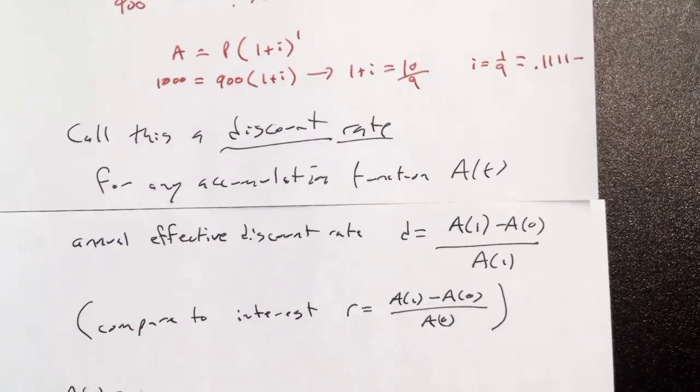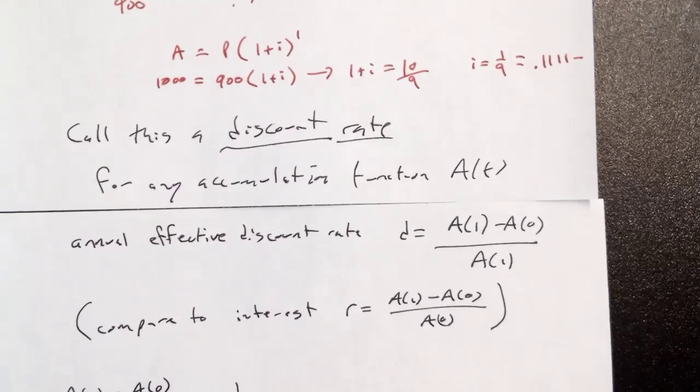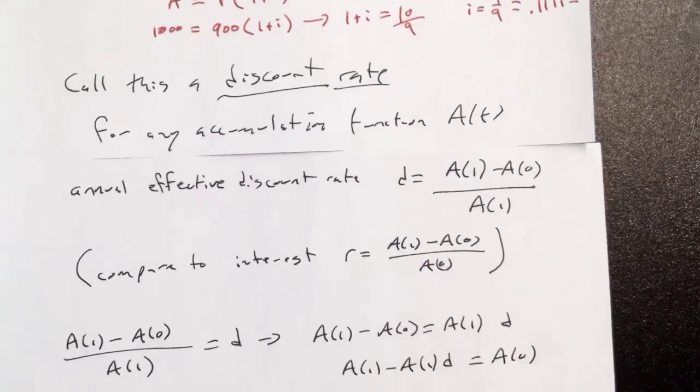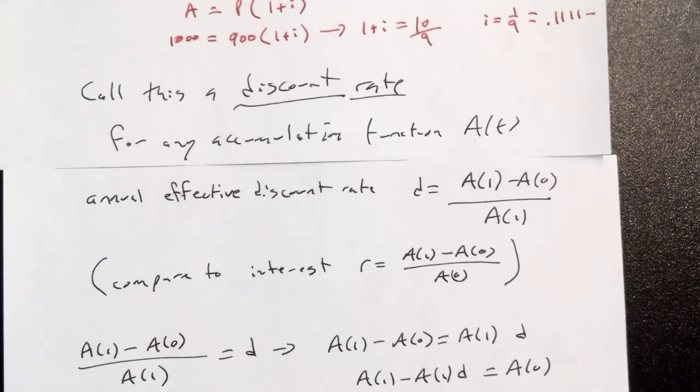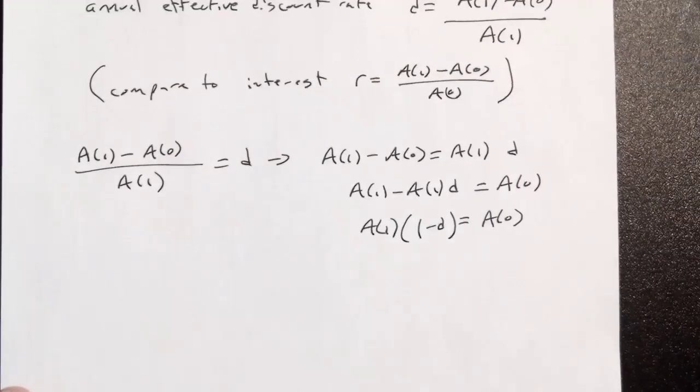A of 1 minus A of 0 over A of 1 is our discount rate. Rearrange this formula. A of 1 minus A of 0 equals A of 1 times D. So if I switch those two sides, A of 1 minus A of 1 D equals A of 0, or A of 0 is A of 1 times 1 minus D. Oop, went off the bottom of the screen. You can't see that.